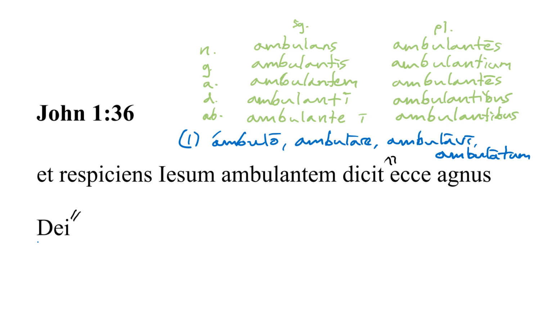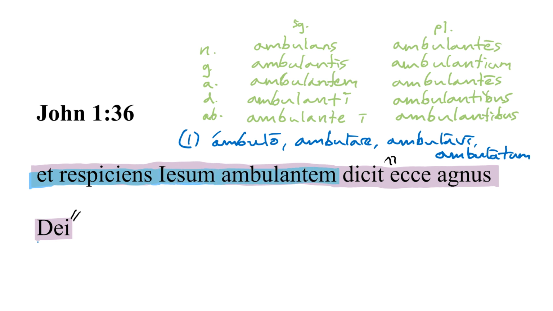John 1:36. Et respiciens Iesum ambulantem dicit ecce agnus Dei. And looking at or on Jesus, walking or approaching, he, that is John the Baptist, says, "Behold," or "Look, the Lamb of God."